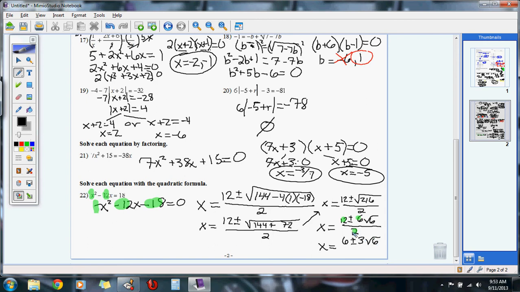If we get 2 out of here, we can have it over 1. But we can see here, you don't really have to write over 1. We have two answers to this problem, 6 plus or minus 3 root 6.